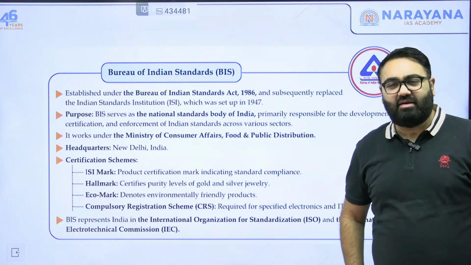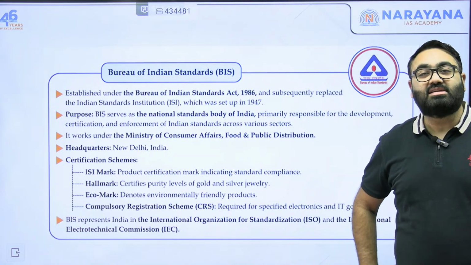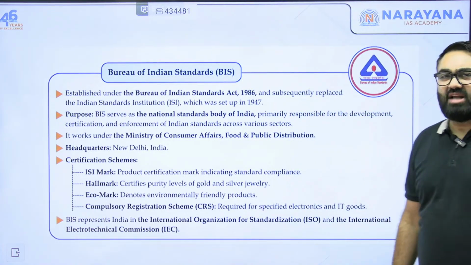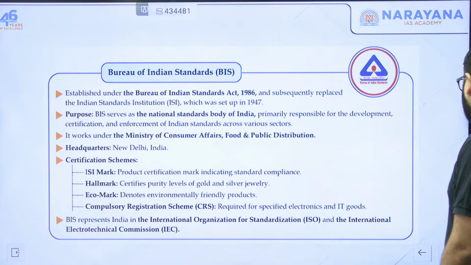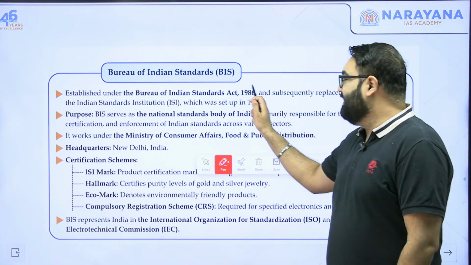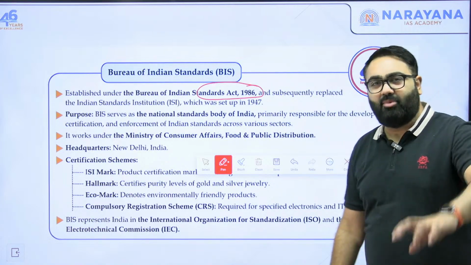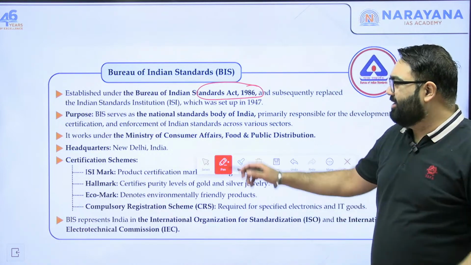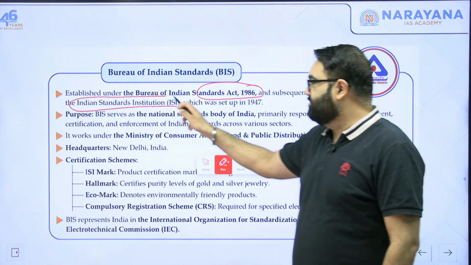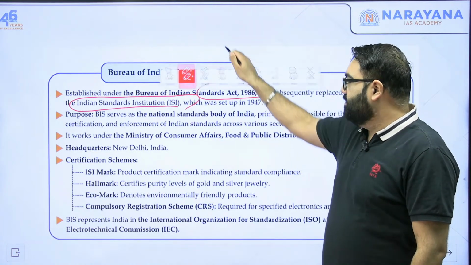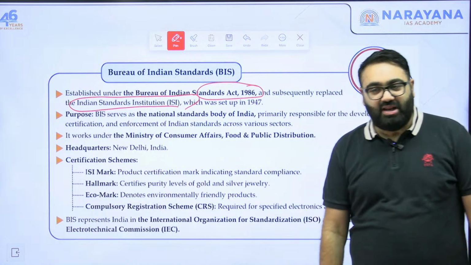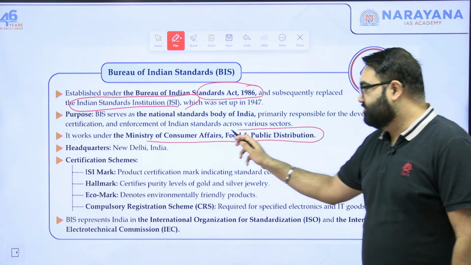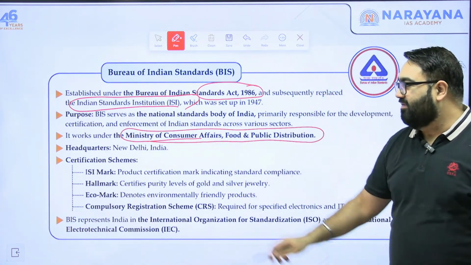This is the entire body that works behind it. The body that is responsible for maintaining standards in India, that is the BIS, Bureau of Indian Standards. It is a statutory body and it was set up under the Bureau of Indian Standards Act of 1986. It replaced an earlier body which is the ISI. So the ISI mark that you have, it is because the body earlier was called ISI only, that is Indian Standards Institution. That was replaced. This was a much older body. The body that we have now, BIS, works under the Ministry of Consumer Affairs, Food and Public Distribution, because they are looking into consumer welfare.